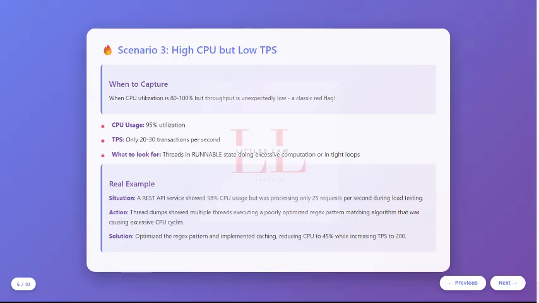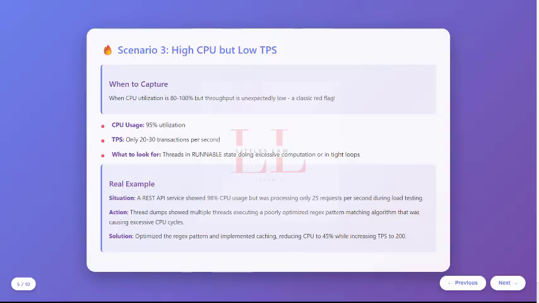So let me give you a real example. We were testing a REST API service and we saw exactly this pattern: around 98% CPU usage, but only 25 requests per second. It might be confusing, right? The business was concerned because they needed to support at least 200 requests per second in production, but we were actually doing only 25, which is one eighth of it.